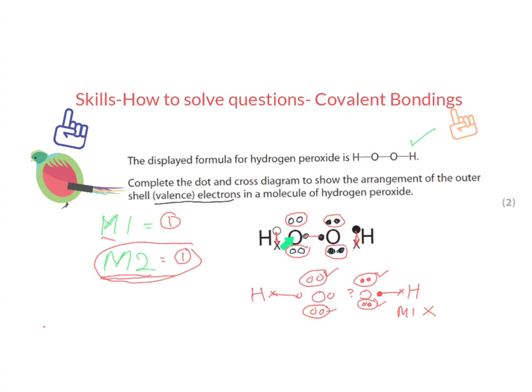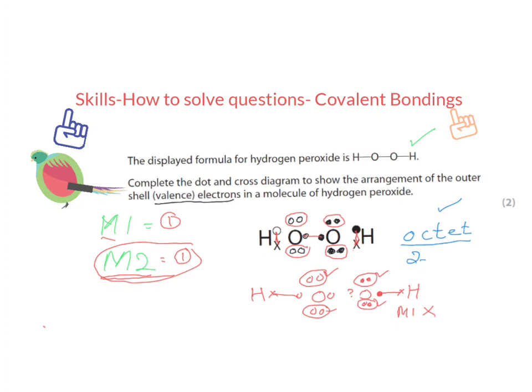So count the total number of electrons with this oxygen. So 1, 2, 3, 4, 5, 6, 7, 8. So the octet is complete. What about this one? 1, 2, 3, 4, 5, 6, 7, 8. So each oxygen has 8 electrons, which is known as the octet rule. So we have to look for the octet rule. For hydrogen, we need to check 2 electrons, right? For hydrogen, 2 electrons. But for other than hydrogen, we have to look for 8 electrons. It means my structure is right.